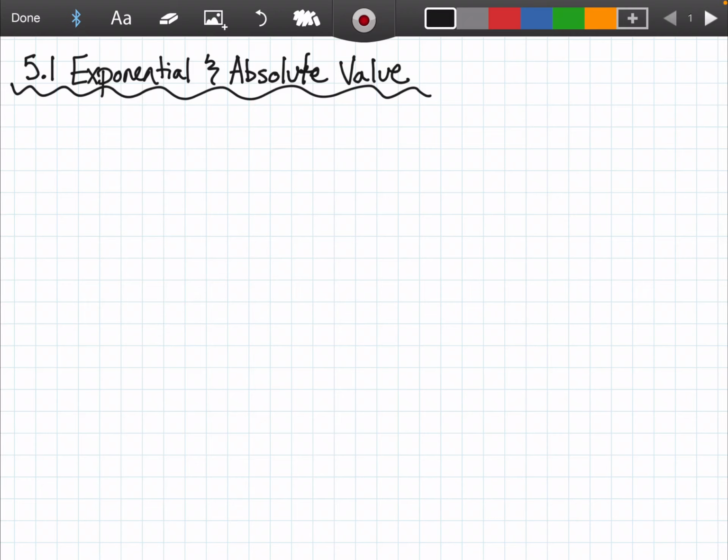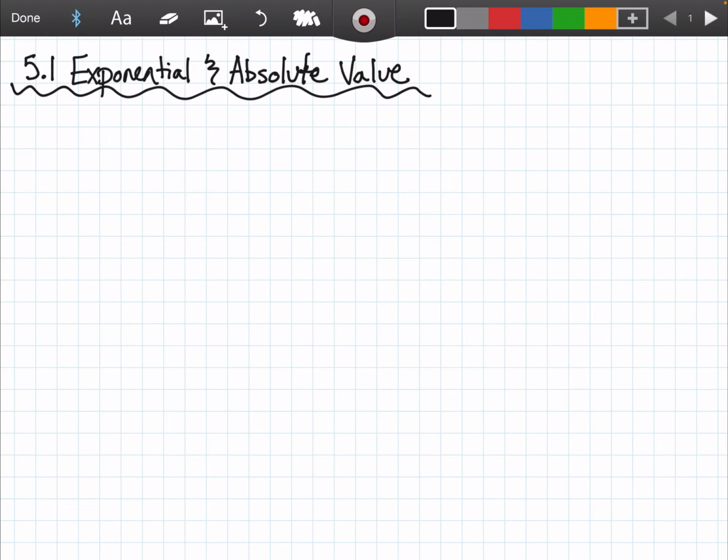Welcome to Unit 5. Very exciting stuff. Alright, let's talk about some exponentials and some absolute value. Basically, this unit is all about functions and systems of equations. So we're going to start with exponentials because that's something you've done before, and we'll expand upon it a little bit.